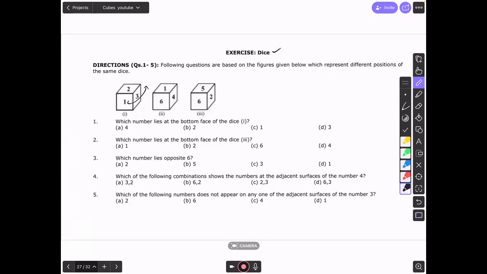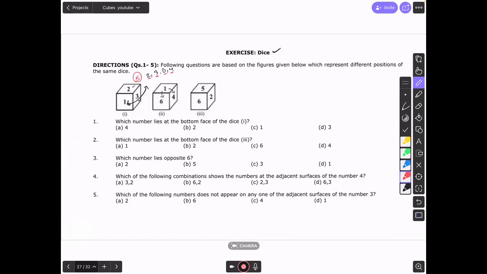See, 1 के opposite कौन सा number नहीं हो सकता है? Which cannot be opposite to 1, 2 and 3 because वो तो 1 के neighbors हैं. What else cannot be opposite to 1? 6 and 4 because they are also neighbors of 1. So what cannot be opposite to 1? 2 नहीं हो सकता है, 3 नहीं हो सकता है, 6 नहीं हो सकता है, 4 नहीं हो सकता है. So what are you left with? 1 के opposite क्या होगा? 5.